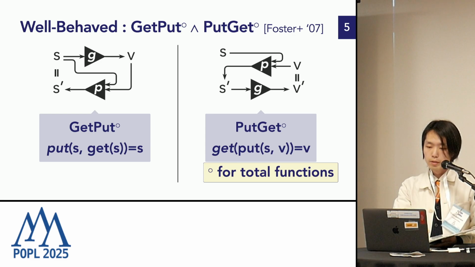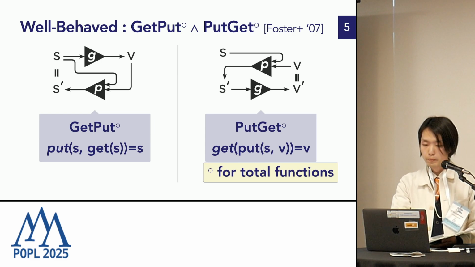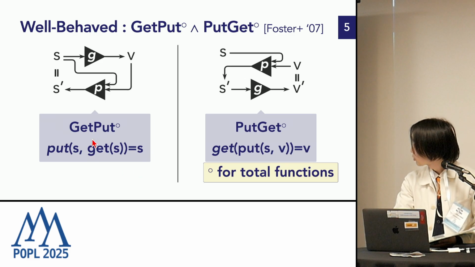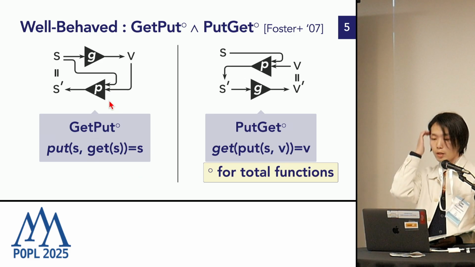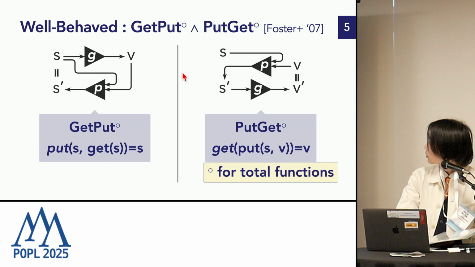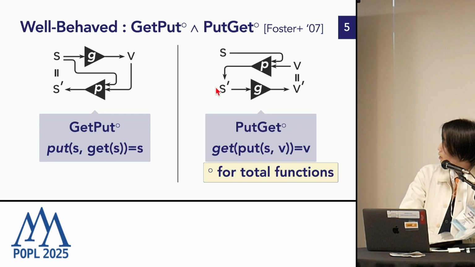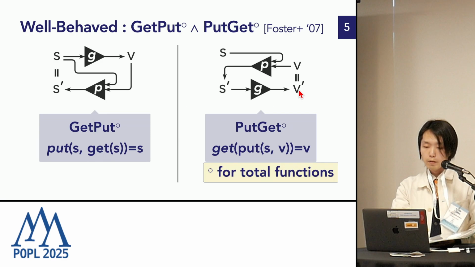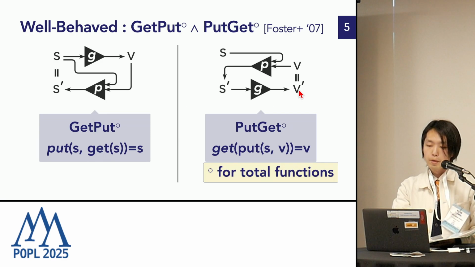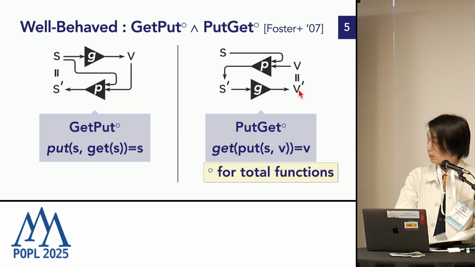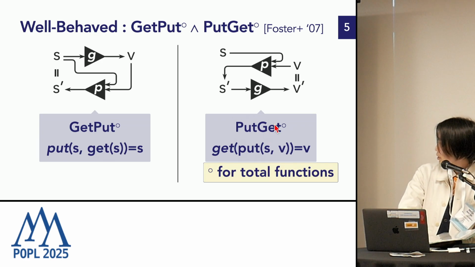Note that there are other lens laws, and we consider the other 5 laws later. GetPut states that the source is not updated if the view is not changed. This is GetPut. And PutGet states that an updated source generates the same view. These laws are also originally defined for partial functions by Foster et al. But the definitions you can see here are for total functions. For clarity, we use the circle symbol for the laws for total functions in our study, like these circle symbols.